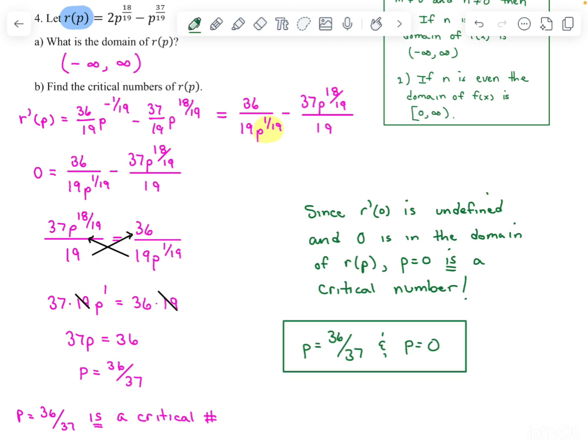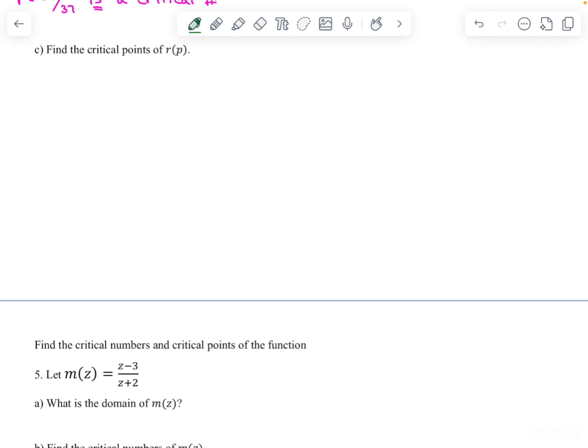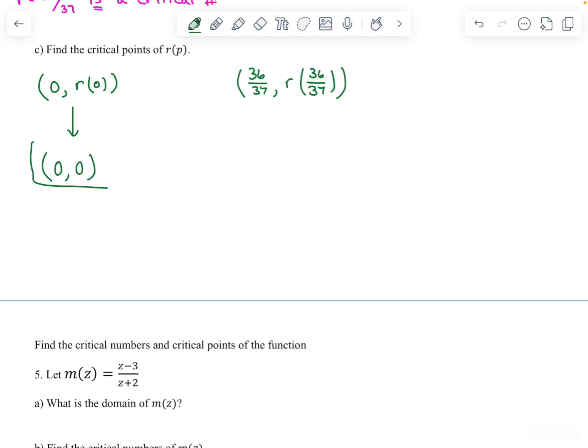Now to find the critical points. Since there are two critical numbers, there are going to be two critical points. There's going to be one critical point at 0, r of 0, and there's going to be another one at 36/37, r of 36/37. So the critical point for p equal to 0 is going to be 0, 0.